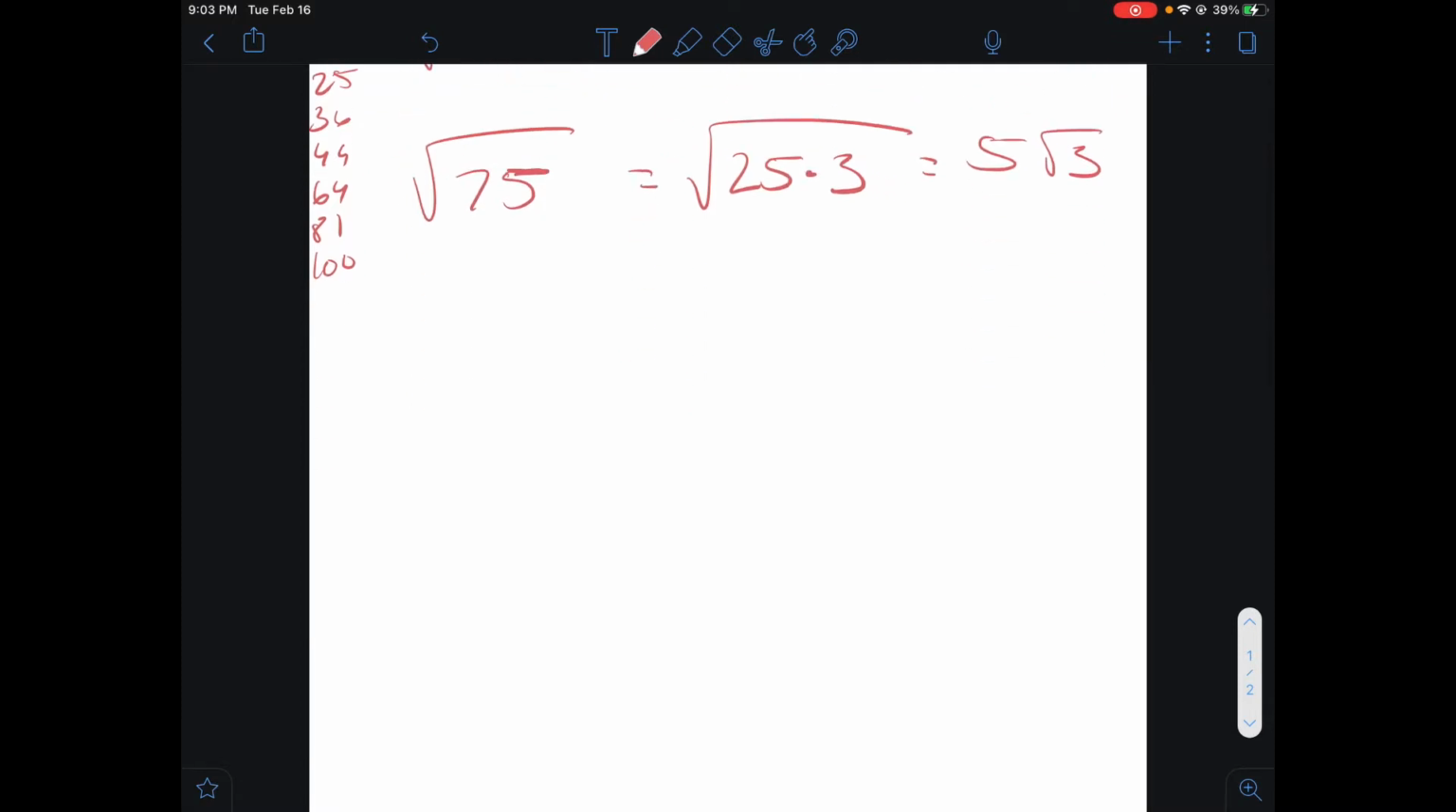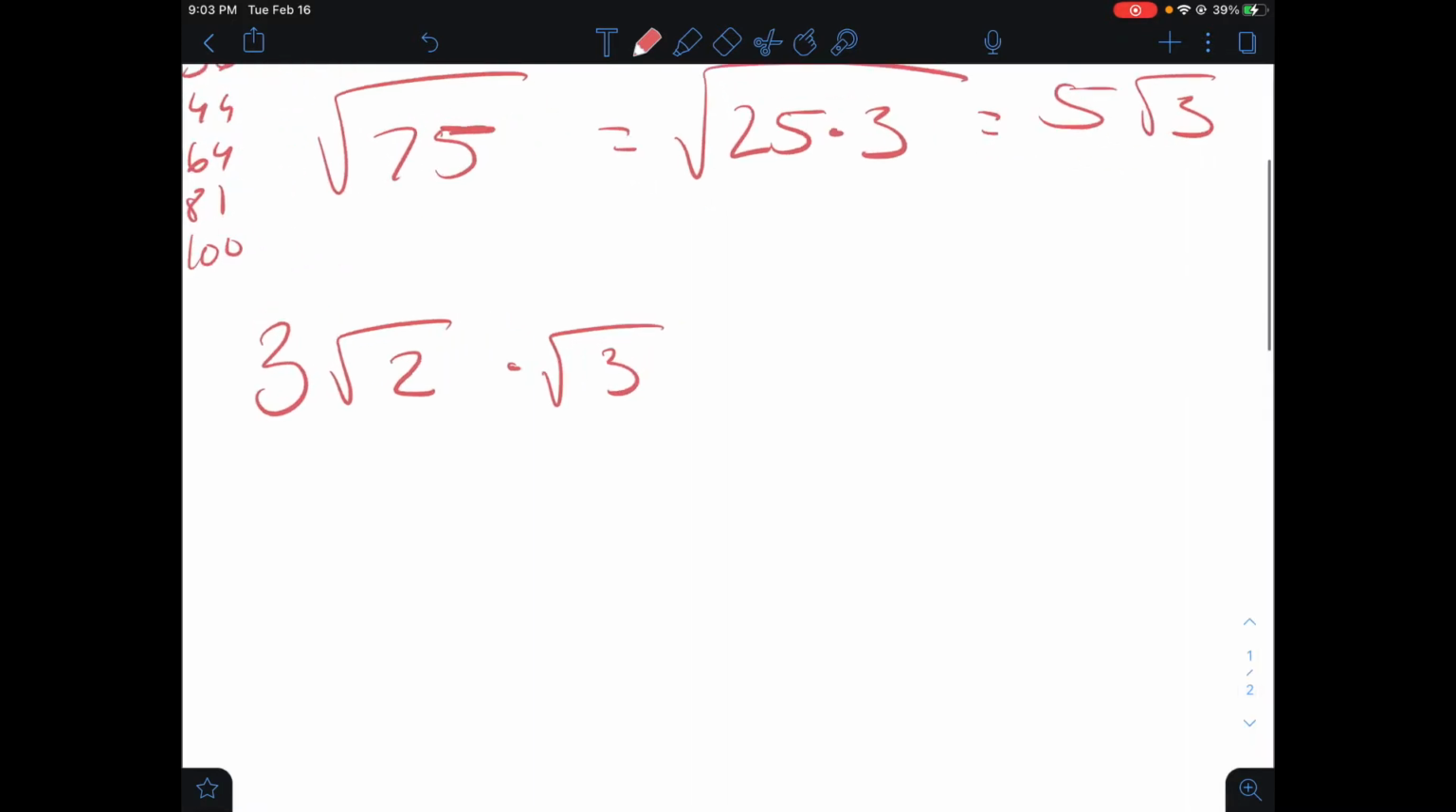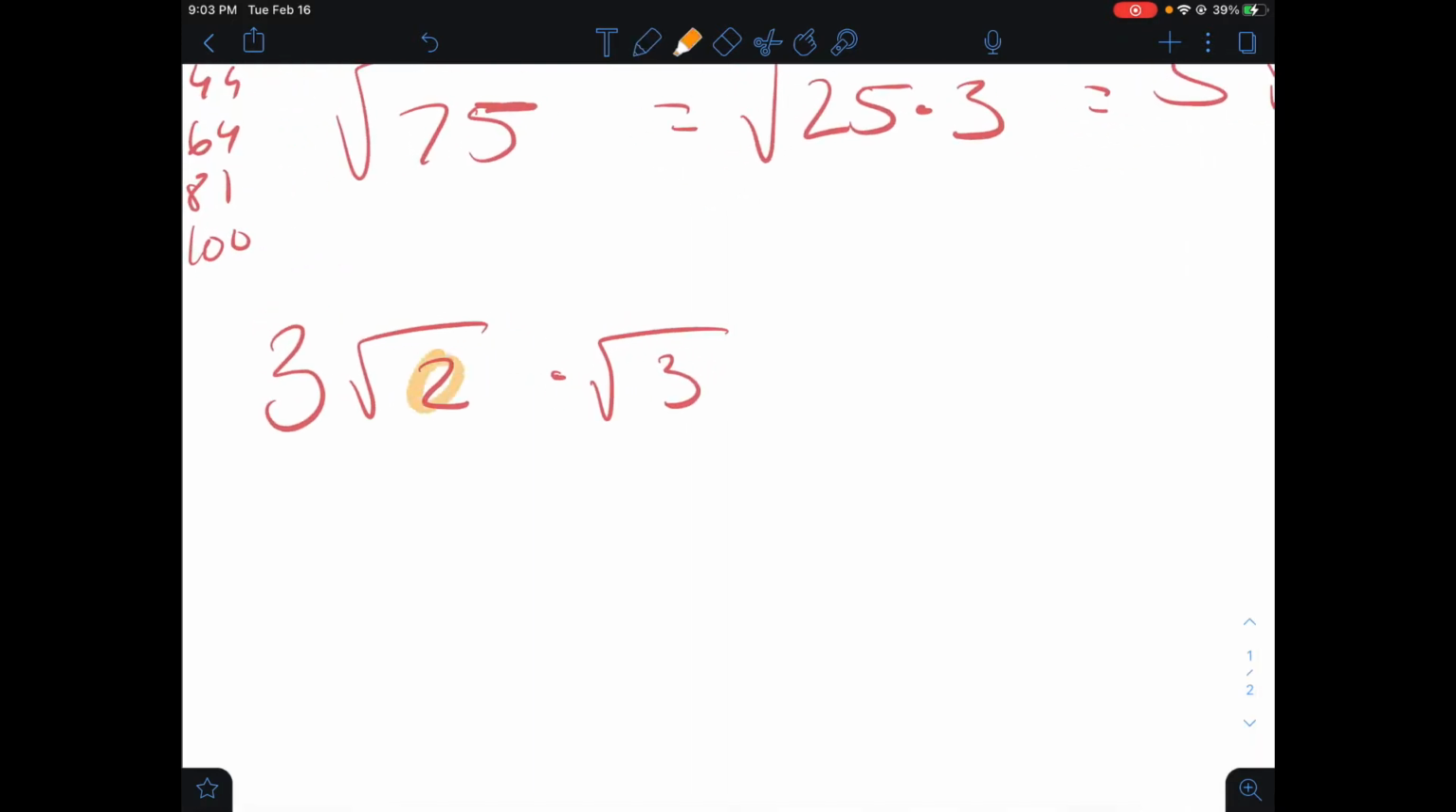So that is how we simplify radicals like that. Next, let's talk about how we multiply radicals. In some of these problems, you might have something like 3 root 2 times root 3. When you multiply radicals, you multiply what's on the inside of the radical. In this case, we would get 3 root 6, and then we would see if we could break down this root 6 any further, which you can't.